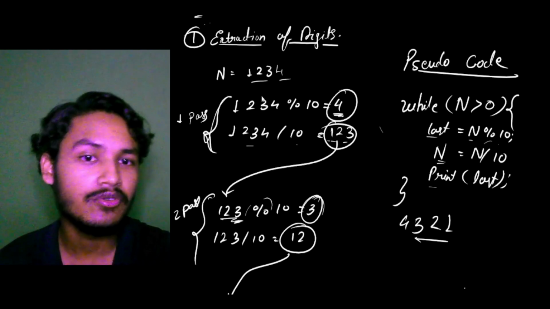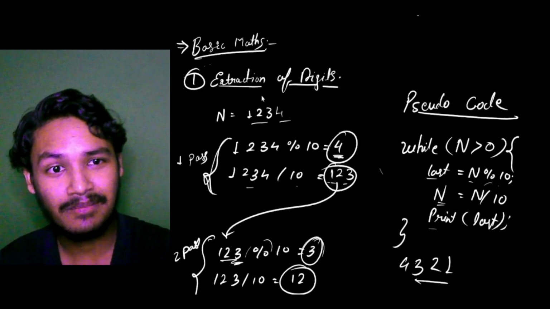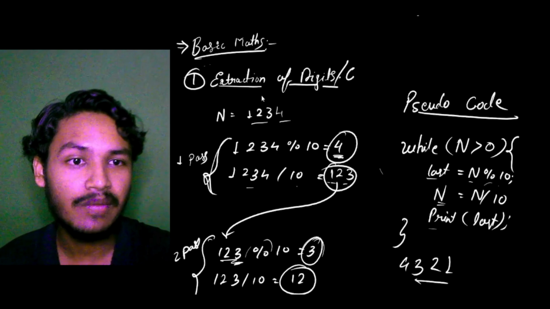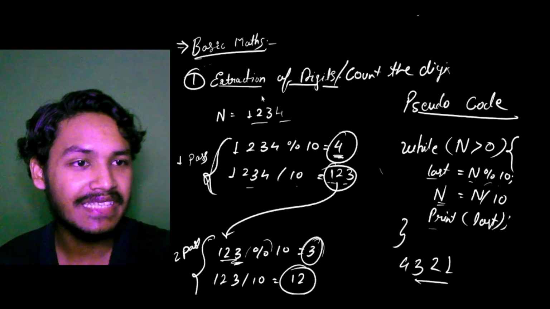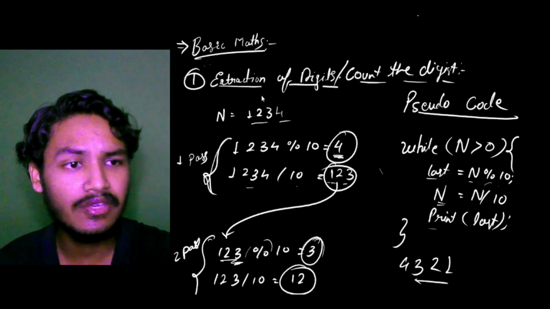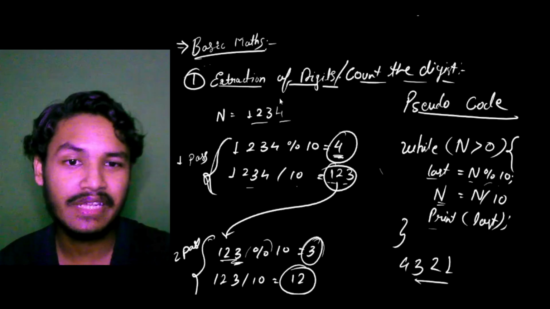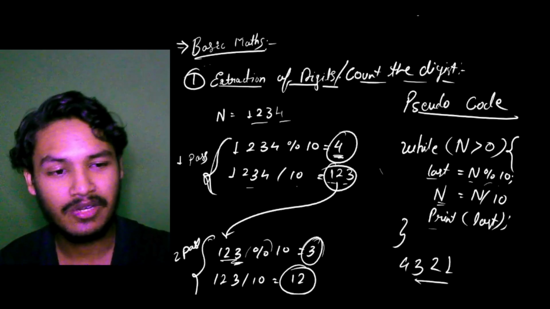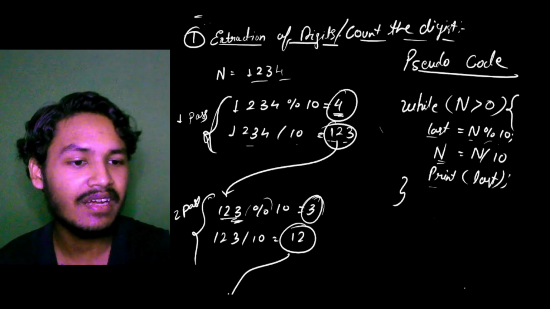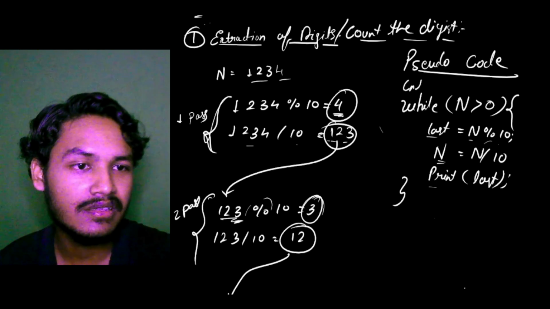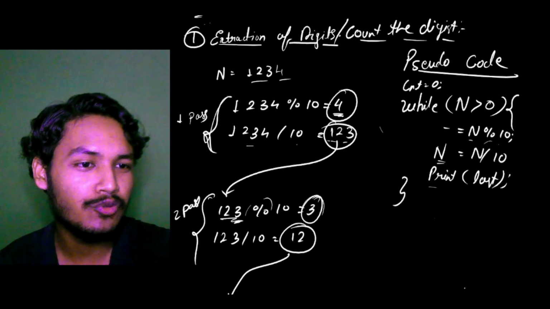from the given input. A question can be asked here: you don't have to extract the digits, but you have to count the digits, that is, how many digits are in the input number. All right, so what you can do is take a count variable initialized with 0, and now you don't have to write this line.